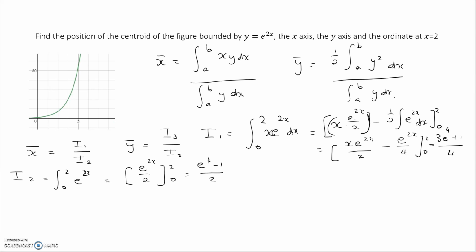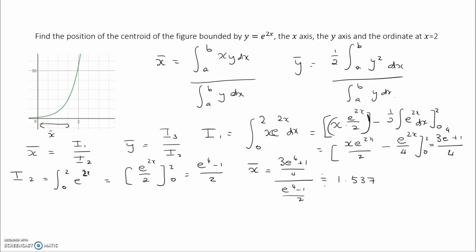So our x coordinate, or x bar, is going to be 3 e to the 4 plus 1 over 4 over e to the 4 minus 1 over 2, which we could simplify and evaluate as being approximately 1.537. So that's about there.